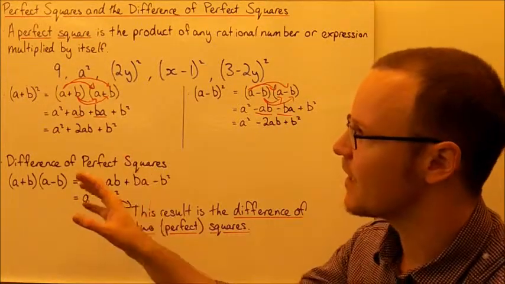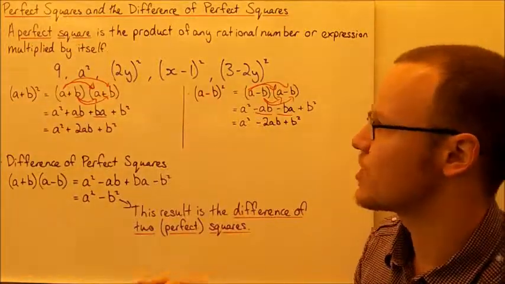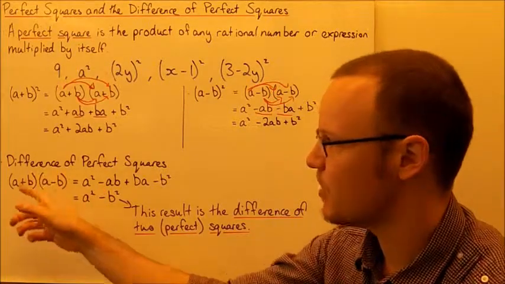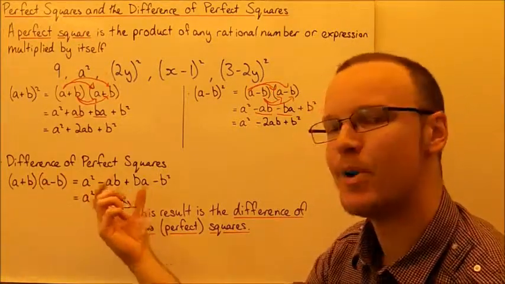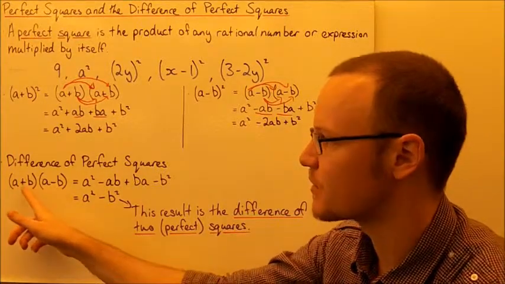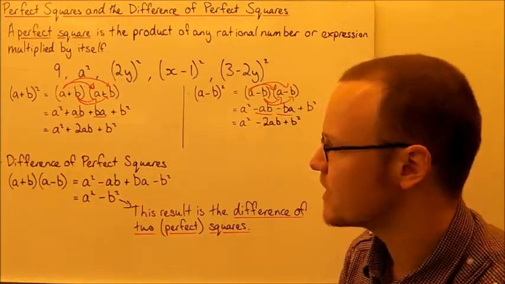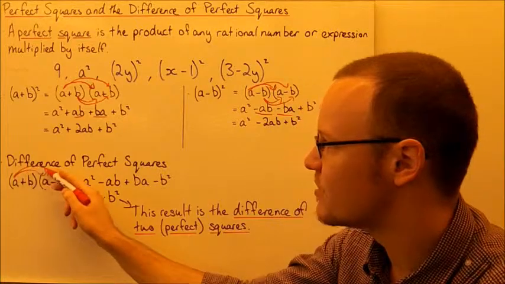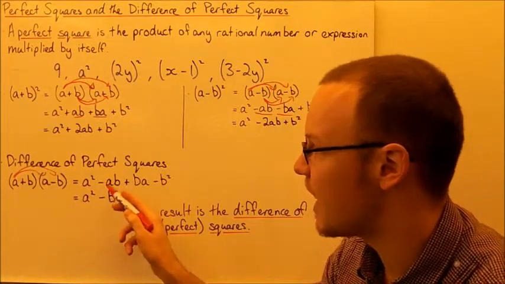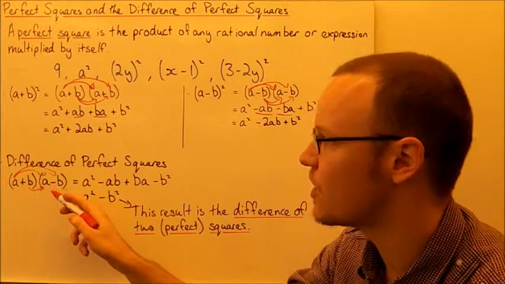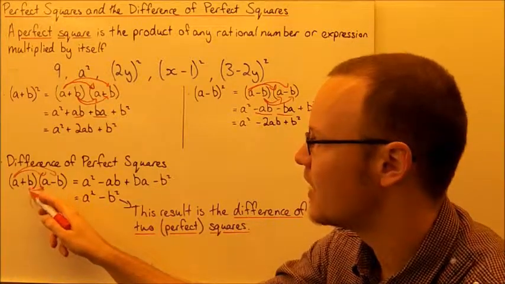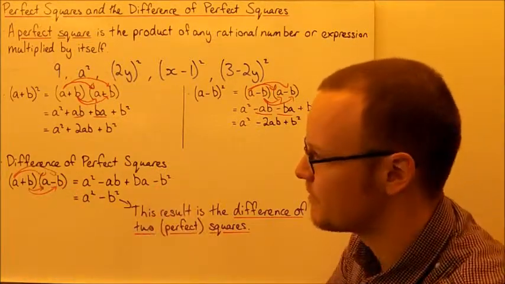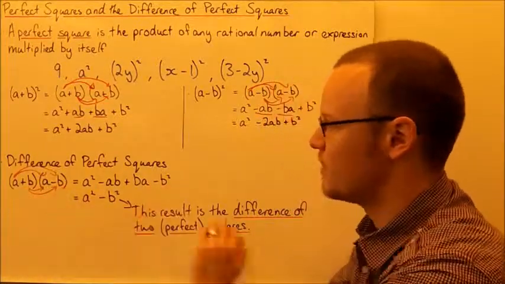Now, here we've added them together, here we've subtracted them. Now, here we're going to look at a plus b times a minus b, a binomial product. So here is a different format altogether. We've got one adding and the other one subtracting. If we expand that out, we get a times a, which is a squared, a times minus b, which is minus ab, then b times a, plus ba, and then b times negative b, which is minus b squared.